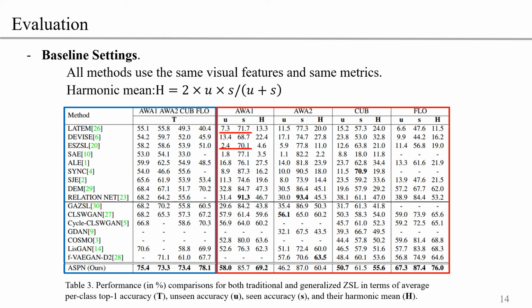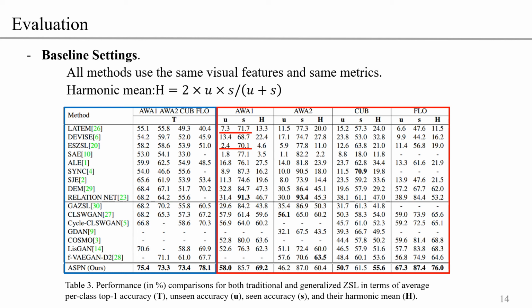For GZSL, we can see that our approach achieves superior and stable results on most datasets in the generalized setting, especially on U and H metrics. The discriminative approaches such as LATEM and ALE achieve high accuracy on S and extremely low accuracy on U, which is not feasible for real applications. Our ASPN achieves balance between the seen and unseen accuracy, benefited from the higher quality generative features.